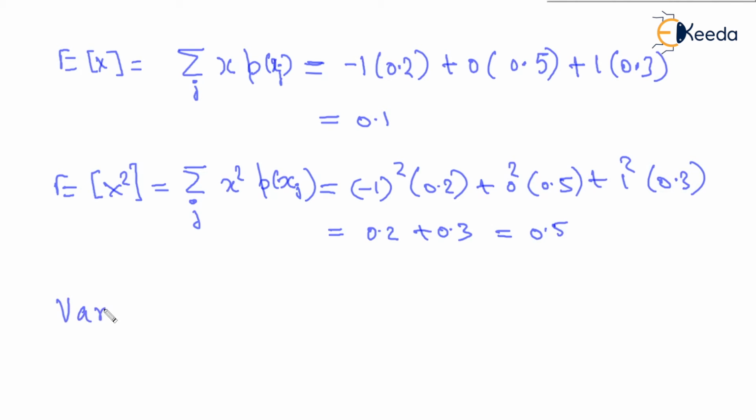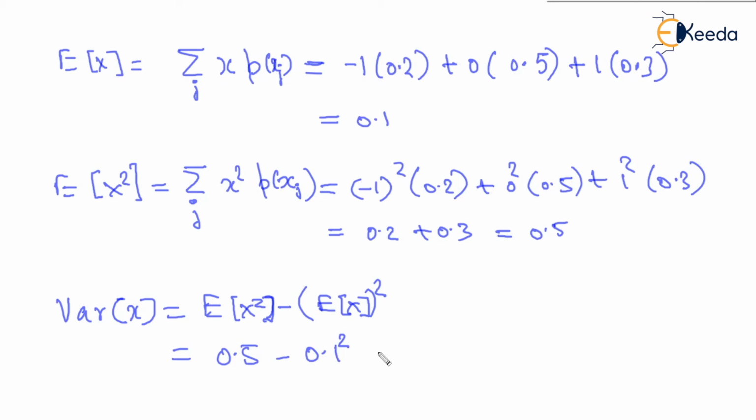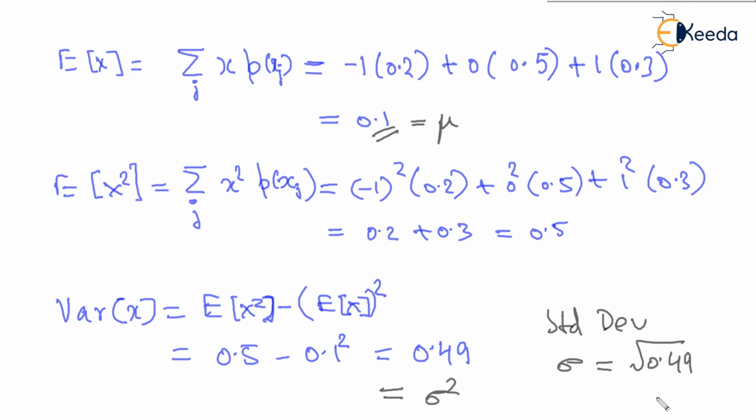So the variance is equal to E(X square) minus (E(X)) square, which is 0.5 minus 0.1 square, which is 0.49. So this is one value they are expecting, this is the mean, and this is another value they are expecting, this is sigma square. If you want the standard deviation, this is sigma, that is the square root of 0.49, which is 0.7, if they are asking for it.